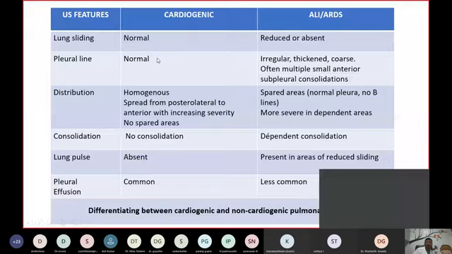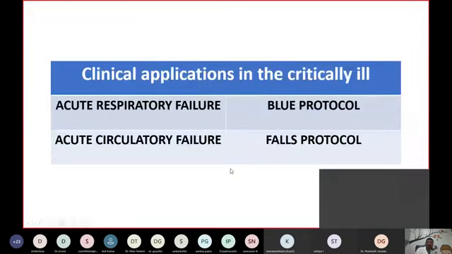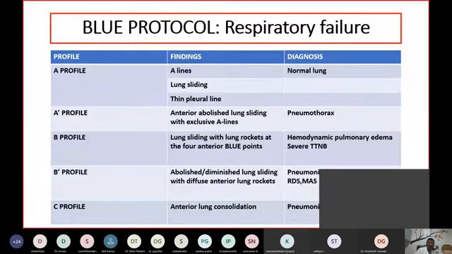Now, there are two protocols which are defined in adults based on the ultrasound, and we can adapt them in a newborn. One is the BLUE protocol for respiratory failure, and the second is the FALLS protocol for circulatory failure. Now, see the adapted BLUE protocol for respiratory failure. This slide is very important. This slide summarizes the entire lung ultrasound. So these are the profiles, basically what you see in lung ultrasound of the newborn.